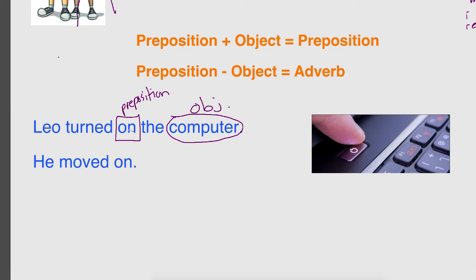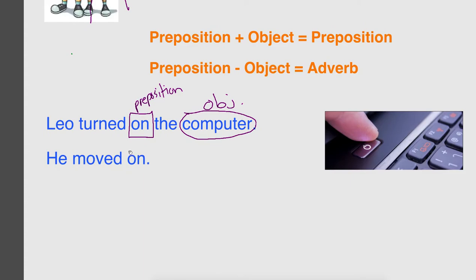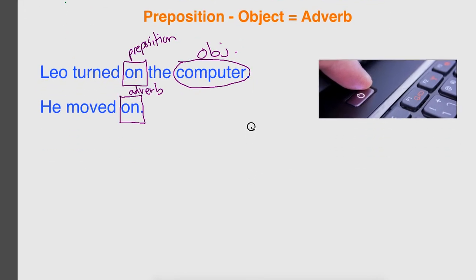Okay, so yeah, this is a preposition because there is an object after the word "on." Okay, so same thing here. You see "on" again here, but is there an object following the word "on"? No. So if there's minus an object, no object, then it's a what? Yeah. So this word is an adverb. Okay. So the same word can either be a preposition or an adverb. So let's look at some more examples.